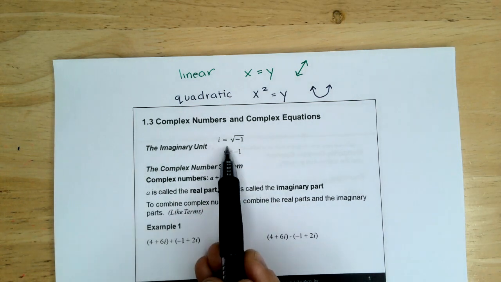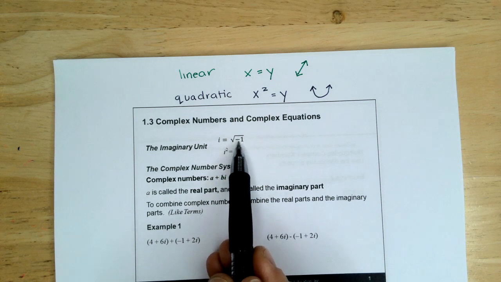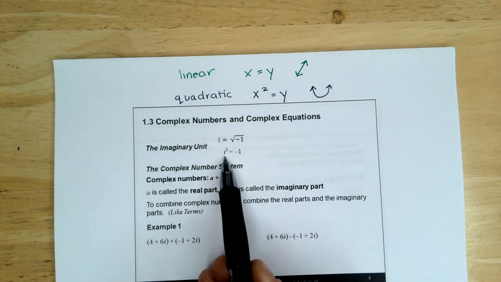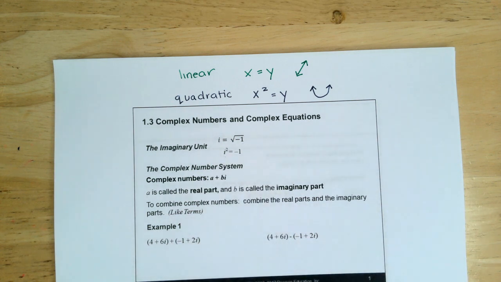The imaginary unit i is equal to the square root of negative 1. So i squared, it follows, is equal to negative 1. When you work with complex numbers, that's what you need to know.